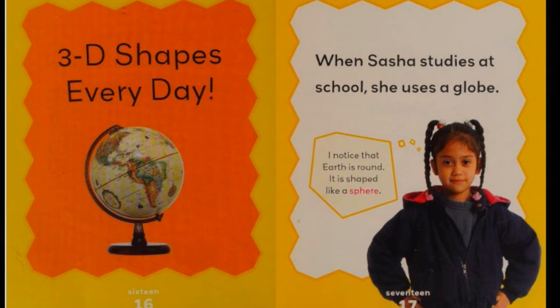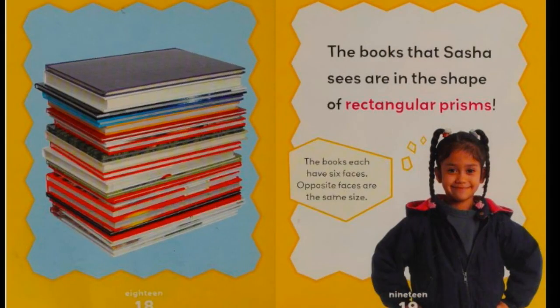3D shapes every day. When Sasha studies at school, she uses a globe. I notice that the earth is round. It's shaped like a sphere. The books that Sasha sees are in the shape of rectangular prisms. The books each have 6 faces, and the opposite faces are the same size.